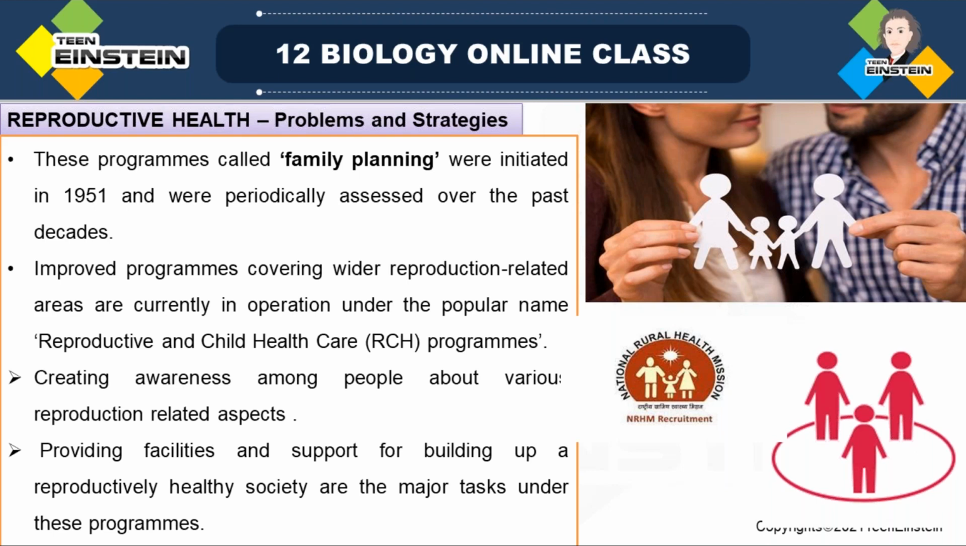And all these programs were named reproductive and child health care programs. Got it? So this helps to create awareness among people about reproductive knowledge and health issues. This will create awareness among people about various reproduction related problems, and in all aspects it will give a kind of education. Okay.